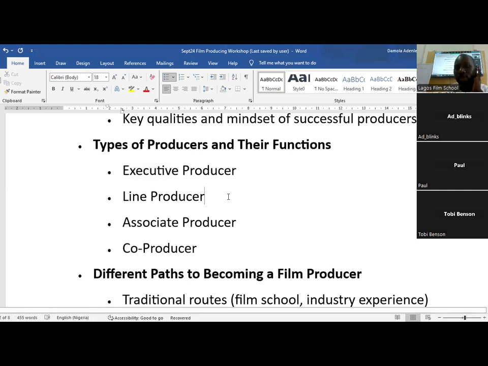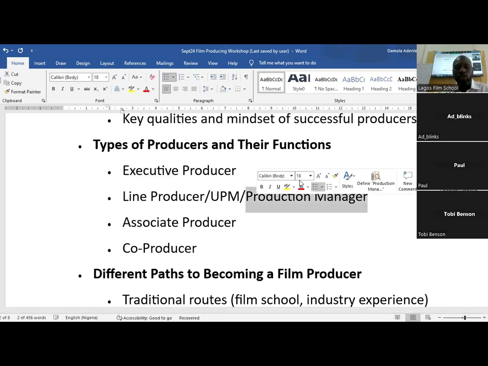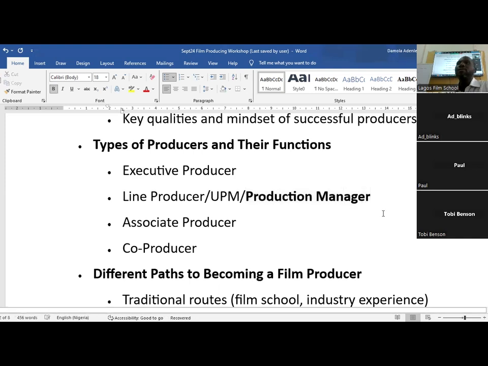All right. Then we know the producer, yeah? And then you have the line producer, which is very similar to the production manager. Depending on the size of your film, you might have three people: the line producer, the unit production manager, UPM, and the production manager. However, if you have a small budget, you would only have a PM who would do the job of this whole department. We know who a production manager is, yeah?